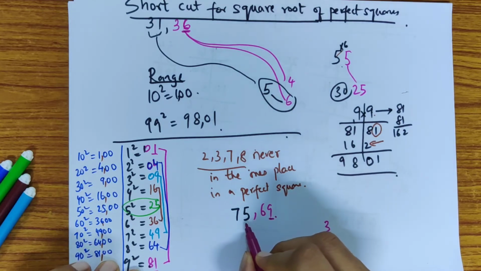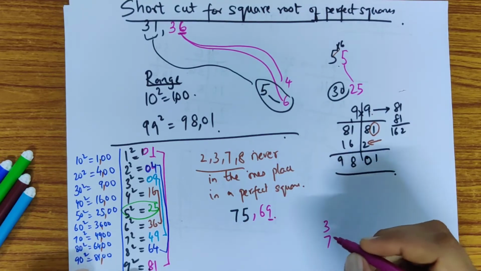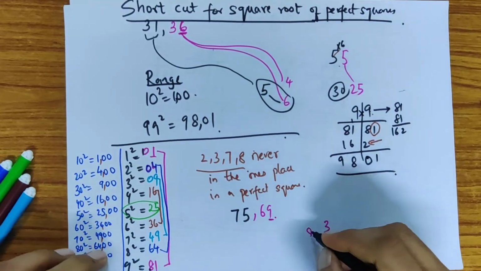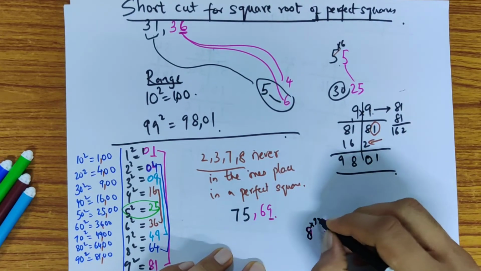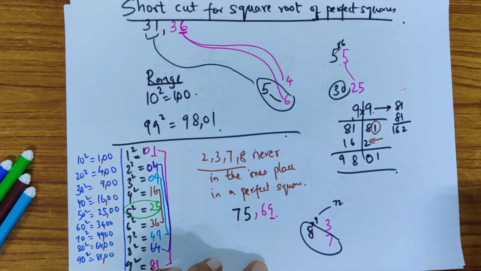I know it's more than 64 but less than 81 hundred. So it's in between these two. So I'm basically talking about 83 or 87. And then again the same thing, I do 8 times 9, 8 9s are 72. This number is bigger than that, so this is the bigger number.